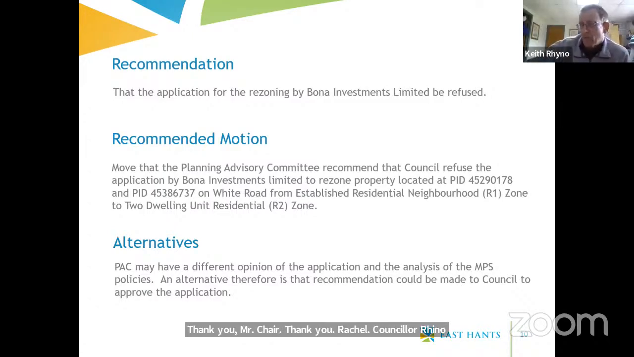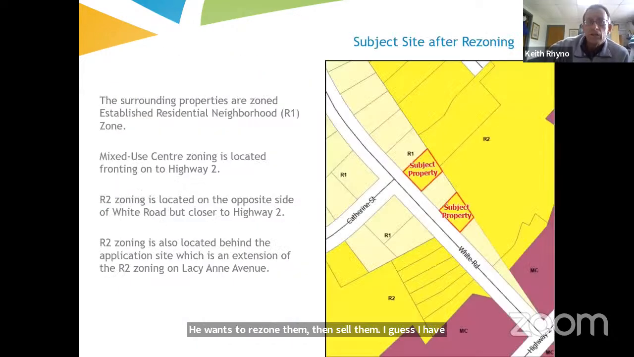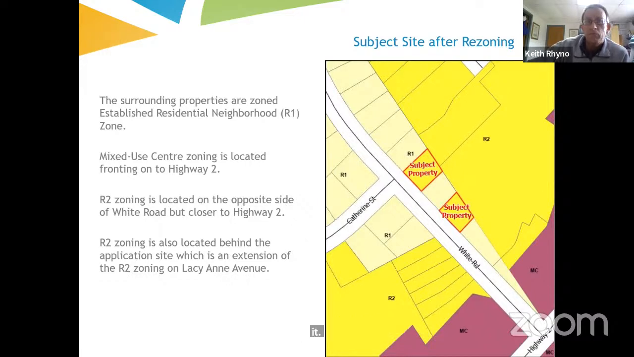Thank you, Mr. Chair. If I'm correct, he wants to rezone them, then sell them. I guess I have a problem with that. You know, if it's owned R1, he wants us to change it. Is it to receive possibly more financial gain for that property under the rezoning? And if so, I'm not in favor of that. I do believe that if he sold the lots and the new owner would come forth with an application, then it would be a little different. Now, am I wrong in thinking this, or what's your opinion?